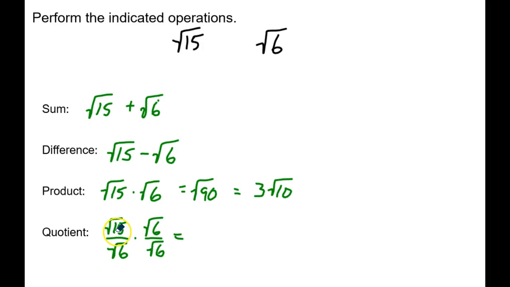Well, we know radical 15 times radical 6, we just did that. That numerator simplifies down to 3 radical 10. And the denominator, if I take the square root of 6 times the square root of 6, that's the square root of 36, which is just 6. Now I can simplify my 3 and 6. So I end up with the square root of 10 divided by 2. Taking the sum, difference, product, and quotient of irrational numbers.